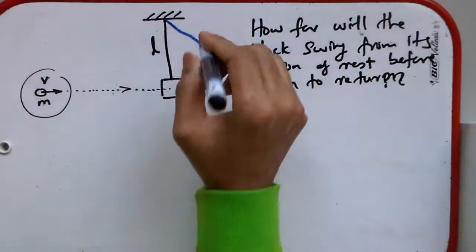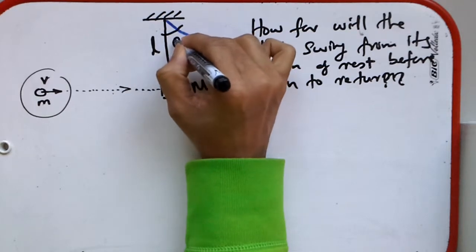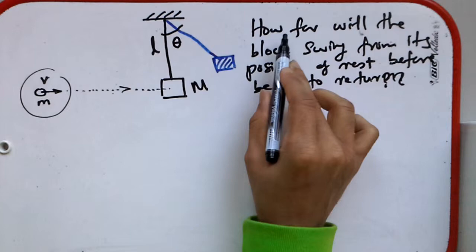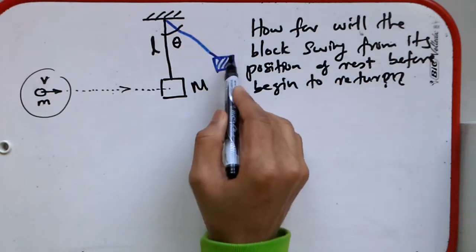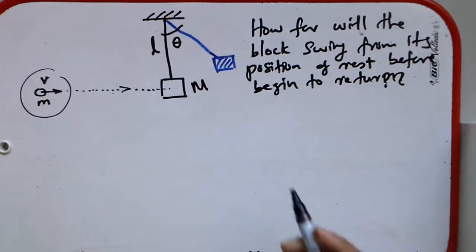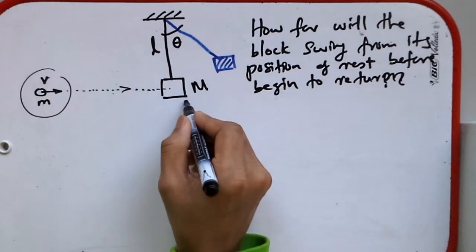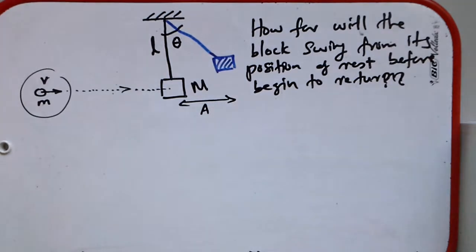Okay, so simply they are asking, what is this theta? If you know this angle theta, you can say how far the block will swing. If you know the theta, that's fine, the rest you can simply calculate. Maybe they are asking the amplitude of this oscillation, the A. So how do you do this?